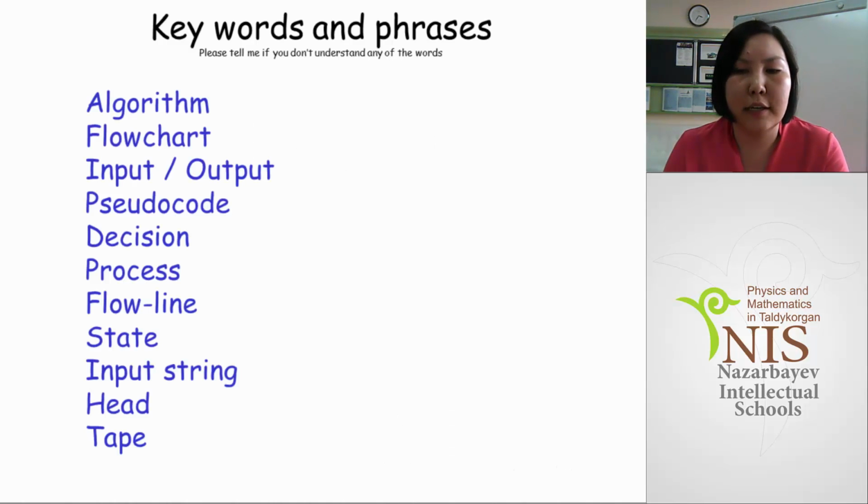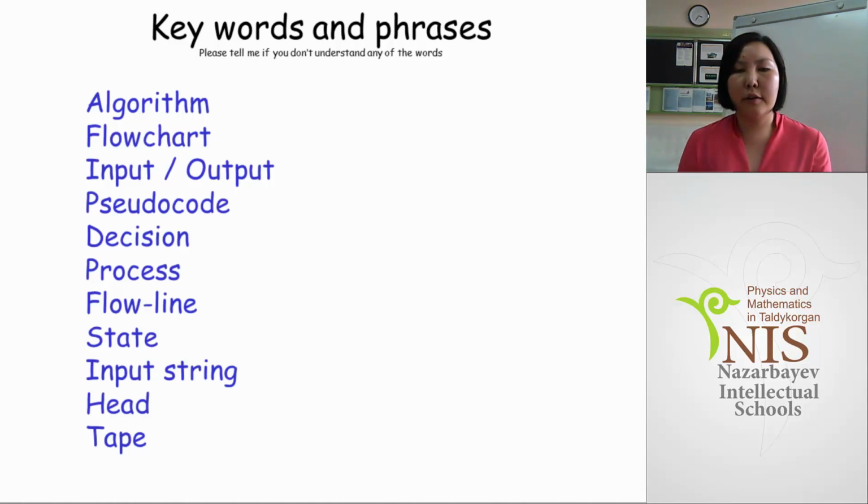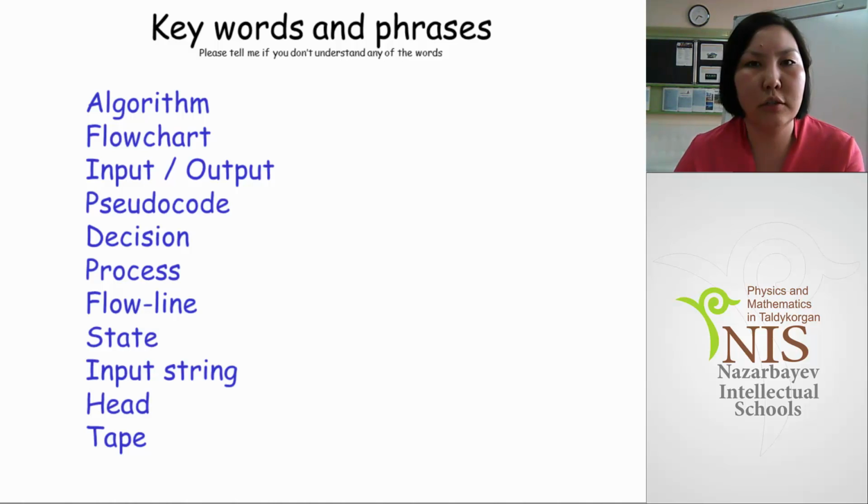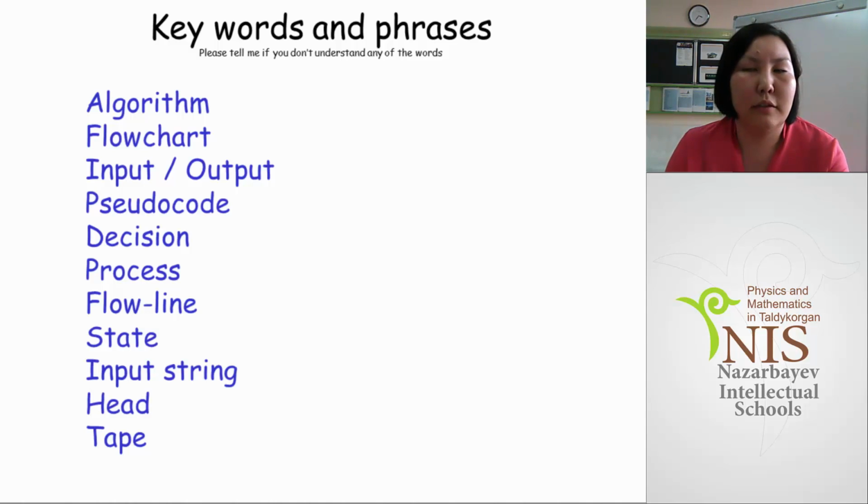The key words and phrases that will be used in the lesson are algorithm, flowchart, input-output, pseudocode, decision, process, flowline, state, input string, head, and tape. If you have any idea what these words mean, it will be great if you just tell me the definition or your understanding. If you haven't ever heard about them, that's also okay, because we'll look at this in this lesson.